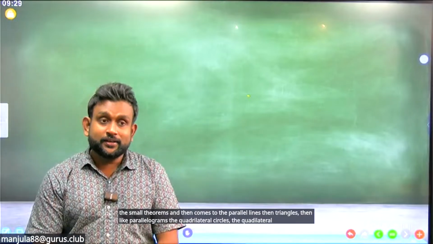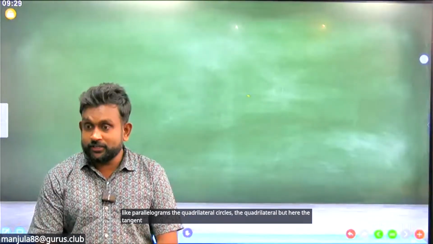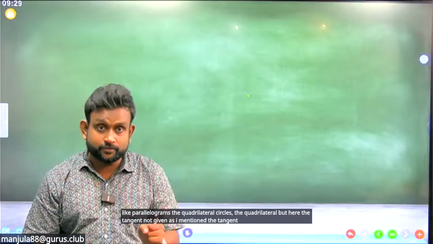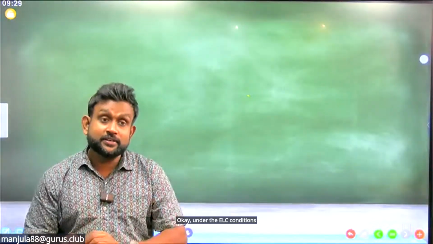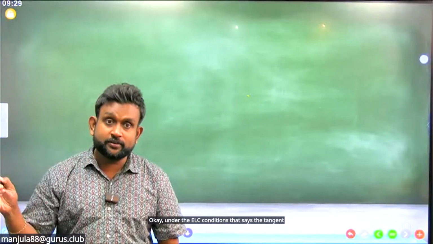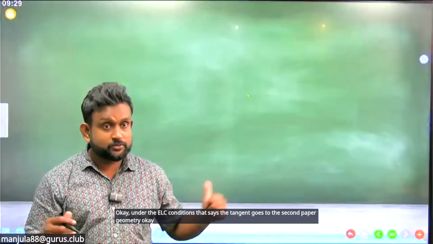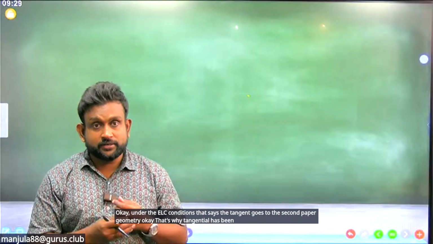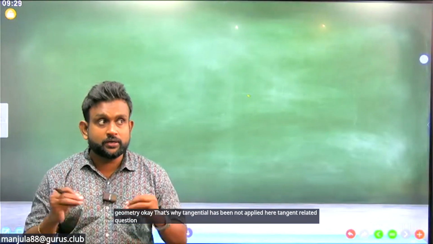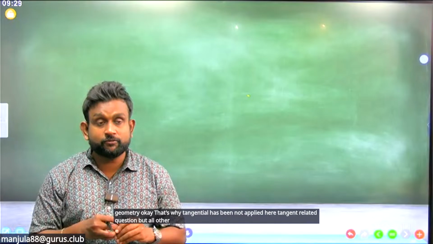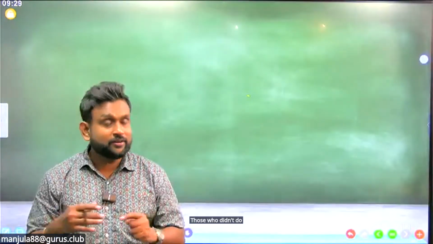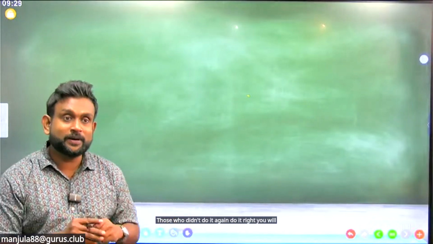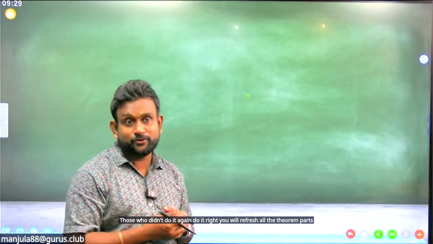But here the tangent was not given. As I mentioned, the tangent questions are not in the first paper. Under the ELC conditions, the tangent goes to the second paper geometry. That's why tangent-related questions were not applied here, but most of the other theorems were there. Those who didn't do it, do it again. You will refresh all the theorem parts together. There were not many hard questions there.